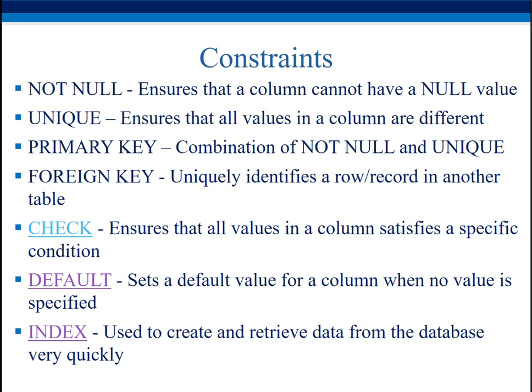These are constraints that you can use: not null, unique, primary key, and foreign key. Then you also have check, default, and index. So I put in here the definitions. A check ensures that all values in a column satisfy specific conditions, such as age less than 21 or age greater than 21. Default sets a value if you put nothing in, and index is used to create an index and retrieve data.